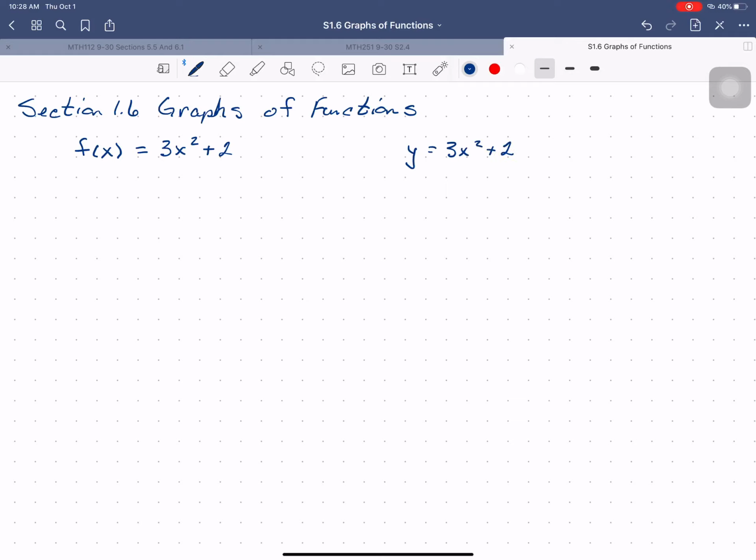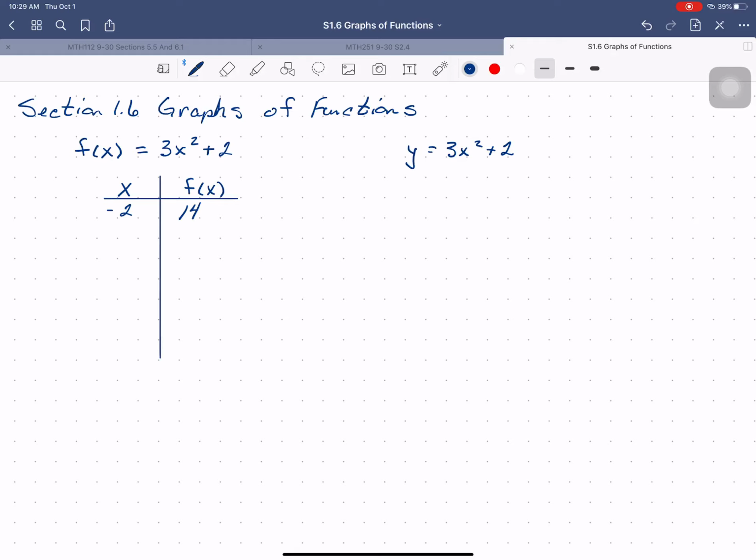So hopefully it doesn't surprise you that we can graph functions in exactly the same way that we can graph equations. If we go to the function definition, and suppose I want to graph this, I can pick some x values, calculate some f of x values, and then graph that. So let's start with x equals -2. If I plug x equals -2 into the function 3x squared plus 2, that means take -2, square it to get 4, multiply that by 3 to get 12, and then add 2 to get 14.